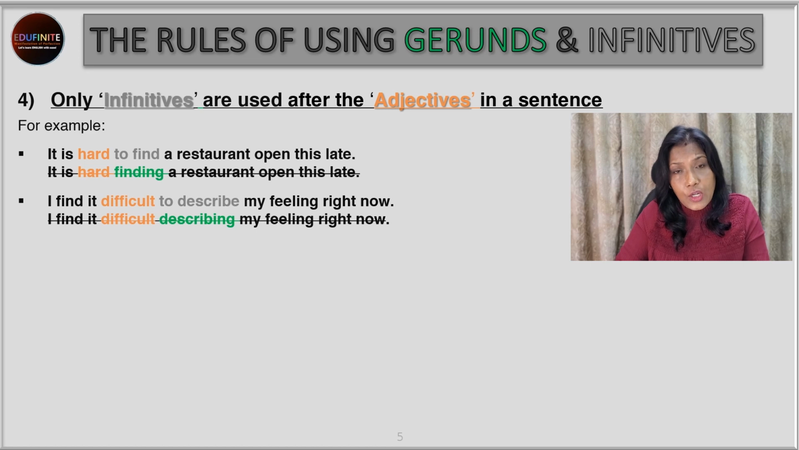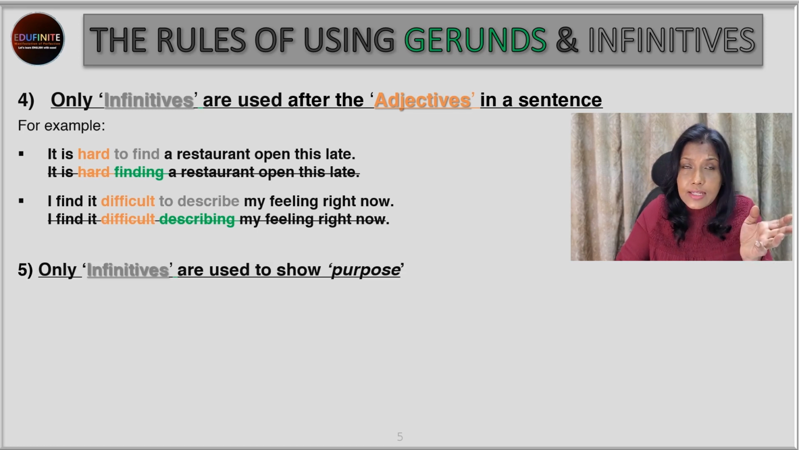And the next sentence, I find it difficult. Difficult is the adjective. Then we have the infinitive to describe my feeling right now. So, I find it difficult to describe my feeling right now. So this is the right form, but we cannot use a gerund after the adjective because that's wrong English. For example, I find it difficult describing my feeling right now. So that's not the right usage.